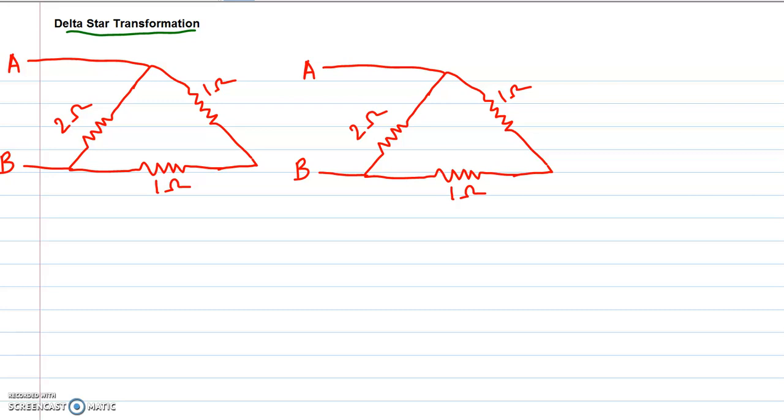The first figure on the left hand side: I want to find the equivalent resistance between points A and B. Here you can see that the resistances 1 ohm and 1 ohm are connected in series, so the total resistance is 2 ohms. That 2 ohm is in parallel with the existing 2 ohm. So the equivalent resistance RAB is 1 ohm, because 2 ohm and 2 ohm are in parallel. So it is very easy to find.